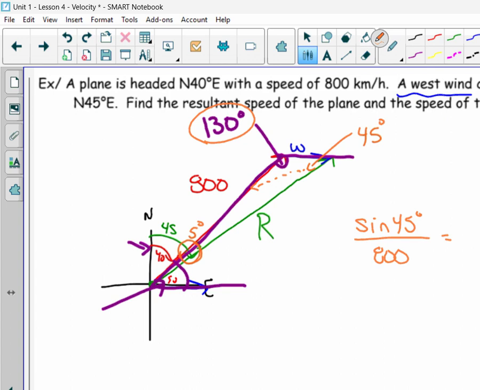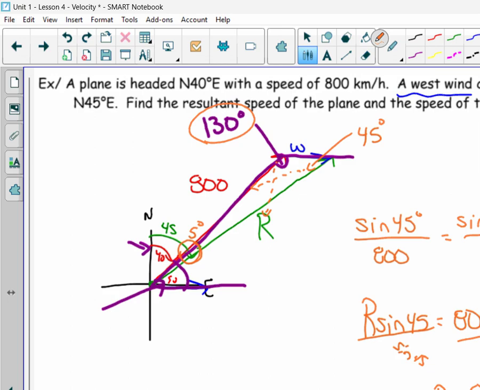Which one do we want to do first? Let's do the r first, the plane speed. The r is across from the 130. And now we can cross multiply and solve this one. So r sine 45 is 800 sine 130. I want to get r by itself. I'm going to divide out the sine 45. And for the resultant speed of the plane, we should get 866.68 kilometers per hour.